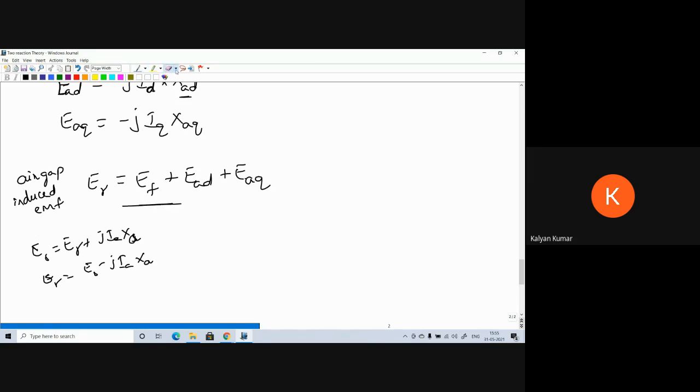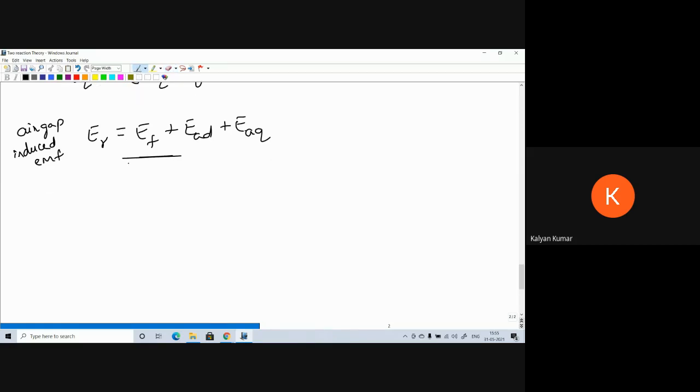Okay, now if you want to get the terminal voltage, then from this Er we have to subtract the armature resistance drop and leakage reactance drop.